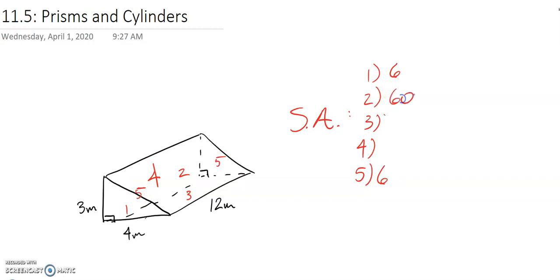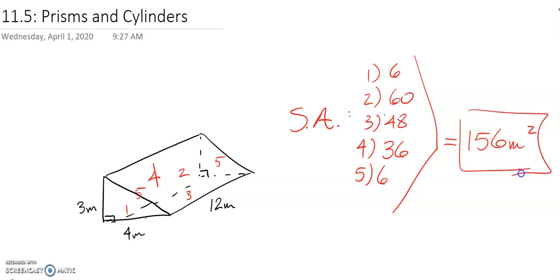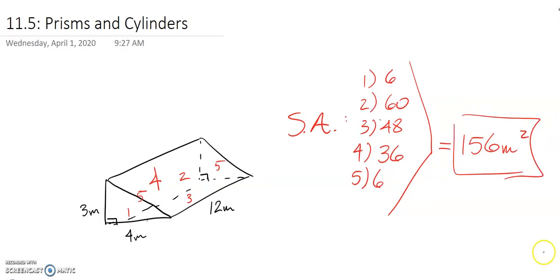60 square meters. Base number 3 is on the bottom, so it's a 4 by 12 rectangle, making that 48 square meters. Face 4, I've got on the back side here, which is a 3 by 12. So we have an area there of 36 square meters. So we get to add these all together, and we get our surface area is equal to 156 square meters. And that's surface area. You just have to keep track of all the different faces and their areas, add them up, and you're good to go.